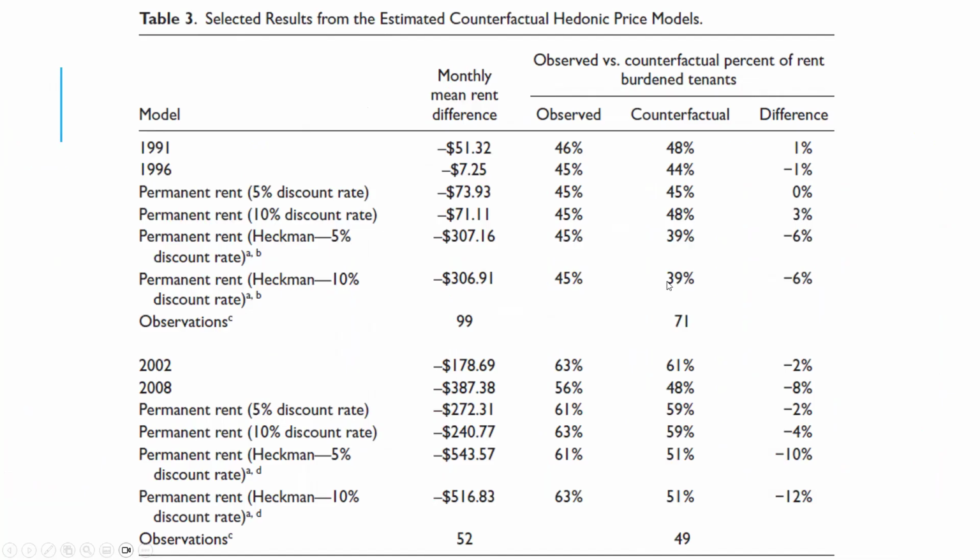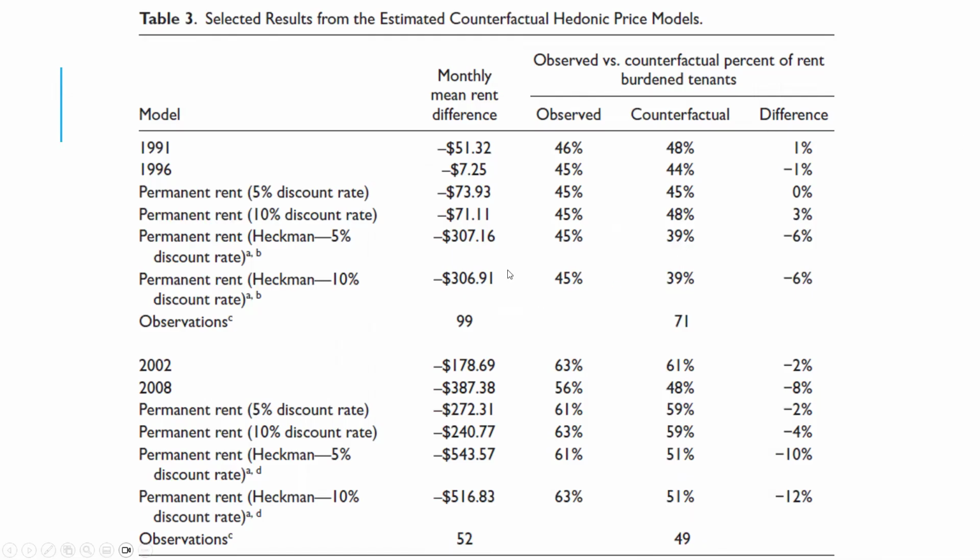Go keep going. You can see that in the 90s, I think it's a little less clear. It depends on how you model it. But in the 2000s, there is huge, strong evidence that you would have saved a lot of money living in a rent stabilized unit versus a market rate unit. And you can see that rent stabilization was actually pretty effective in reducing rent burdened tenants. Of course, 51% is still 51% too many rent burdened tenants, but it's better than 63%.